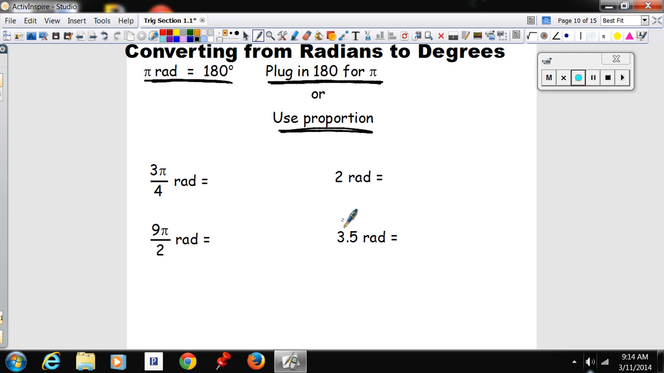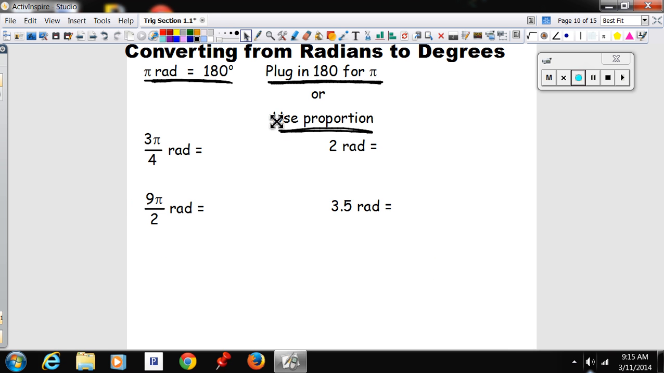So let's look at 3 pi over 4 radians. We know the answer from our last slide. Hopefully you saw it. You look at your notes. You have your last slide. Do you remember what 3 pi over 4 radians was? It was 135 degrees, right? Let's see how we get to that 135 degrees.